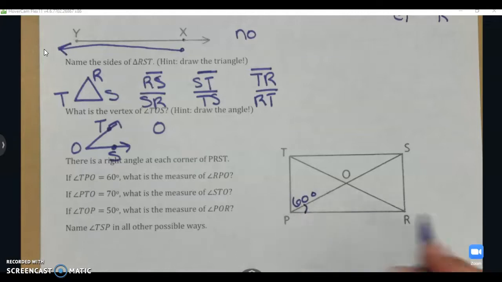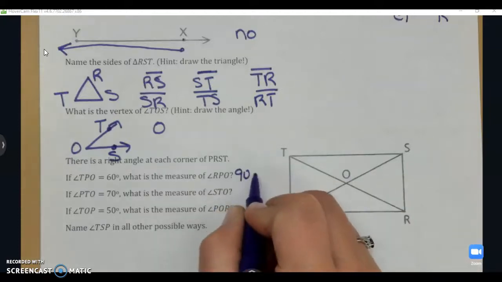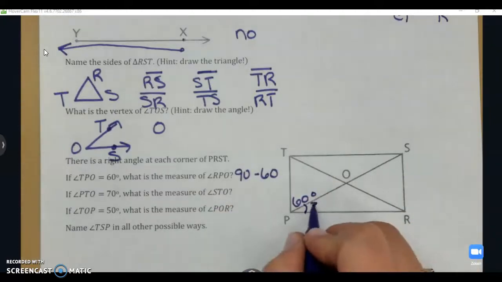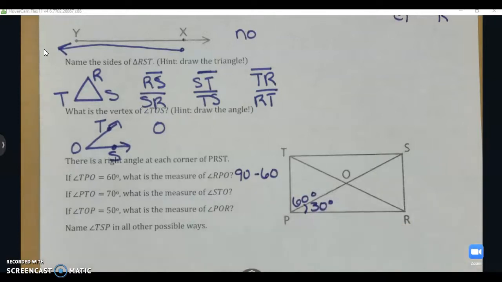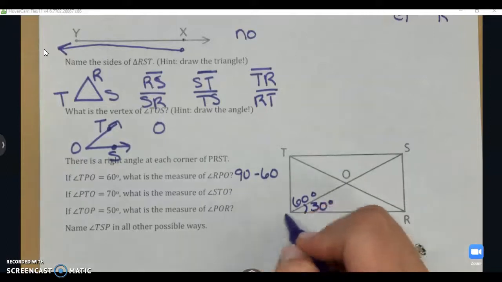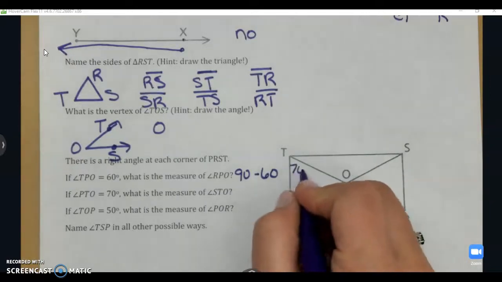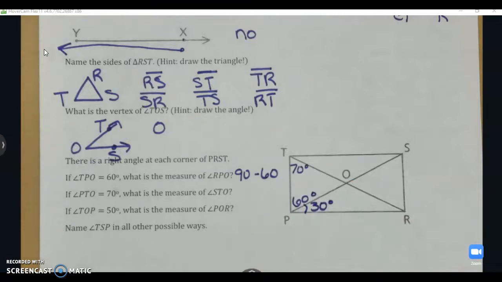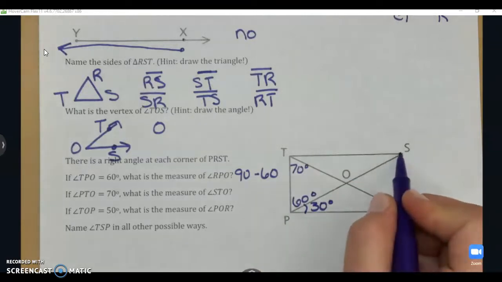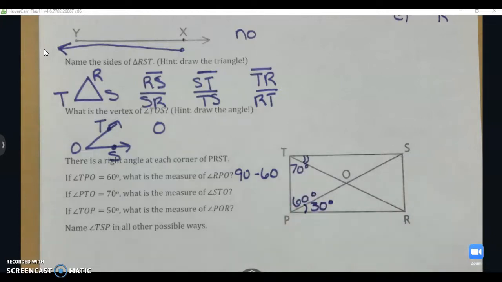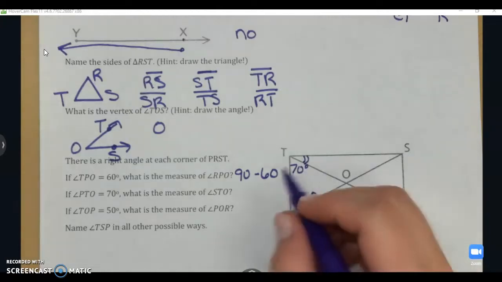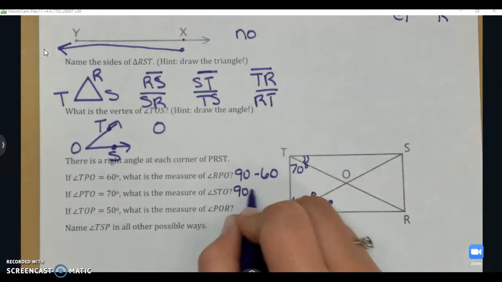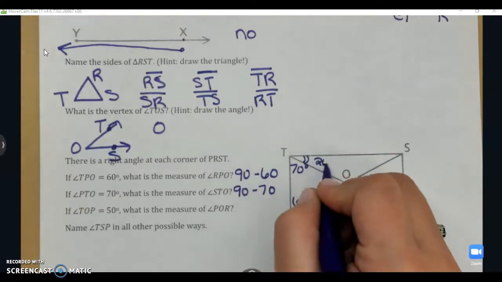So this angle here. Well, if the total for these two angles forms a right angle, meaning it's 90 degrees, if I subtract that 60 from 90, that leaves me with 30 left over. So that angle is 30 degrees. If angle PTO is 70 degrees, what is the measure of angle STO? So this angle here. Well, again, that one also forms a right angle, meaning those two add up to 90. So if I subtract the 70, that leaves me with 20 left over.